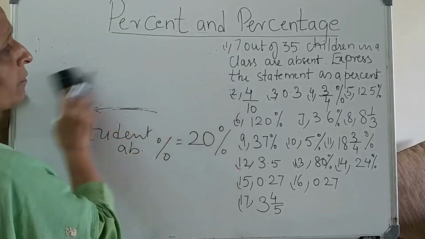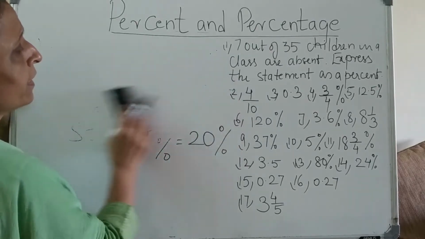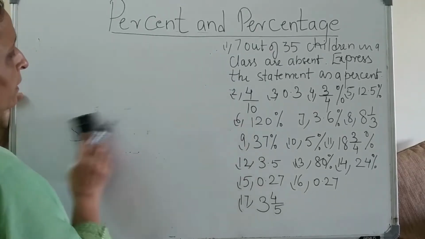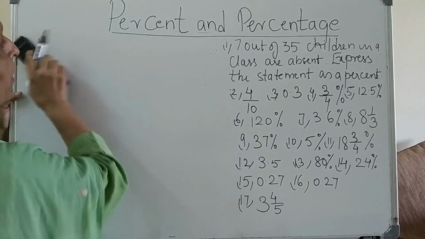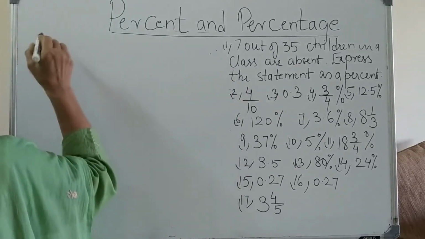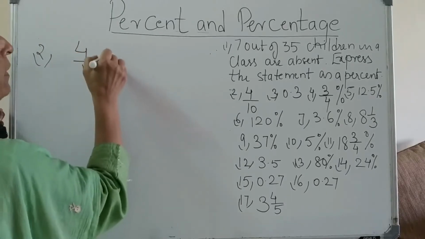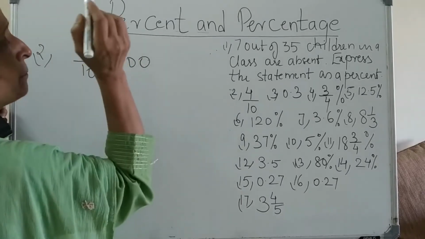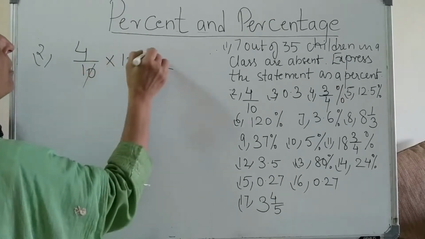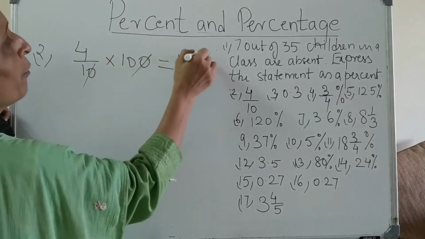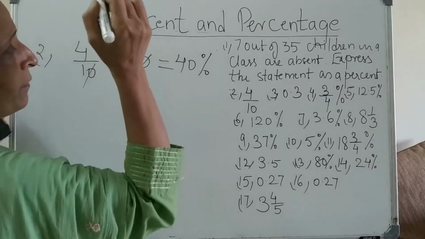Now next, 4 by 10. It is 4 points out of 10. So how much is it in percentage? You convert this into percentage. 4 by 10 into 100. You cancel the 0 and see, you have got 40%.